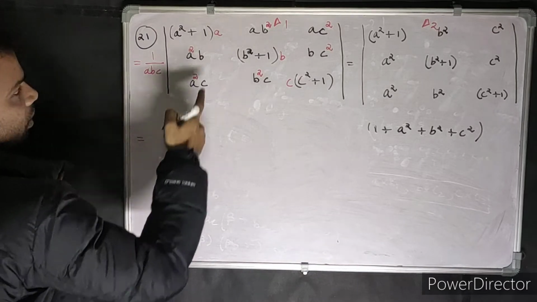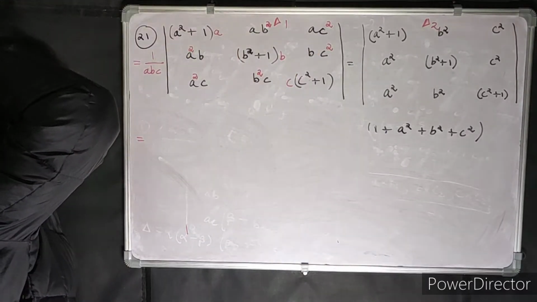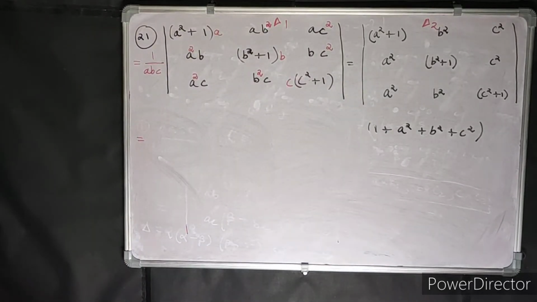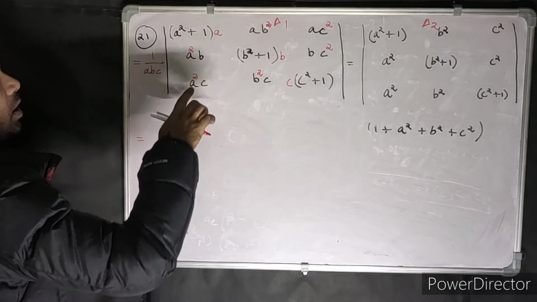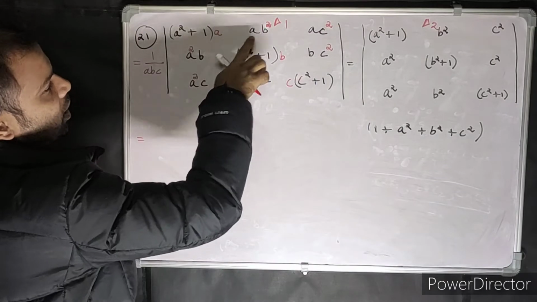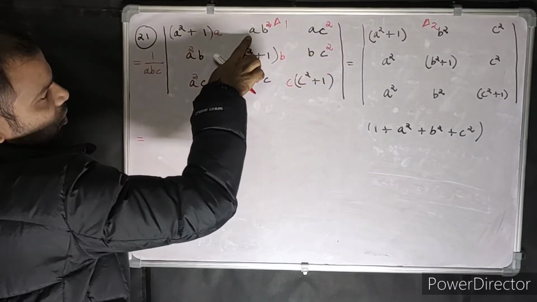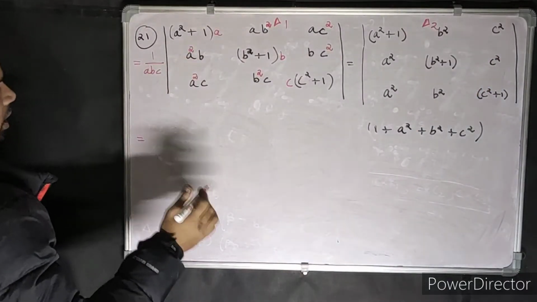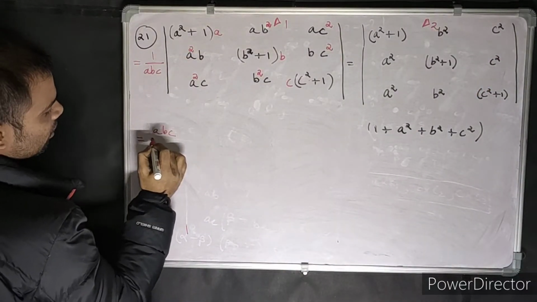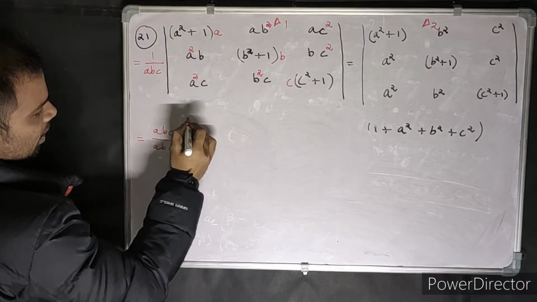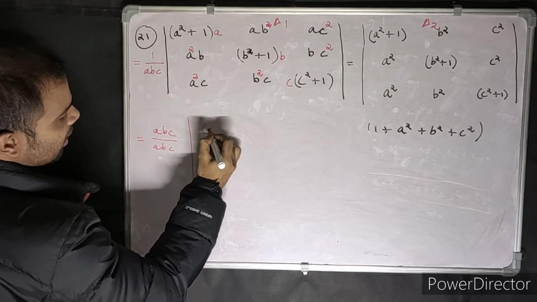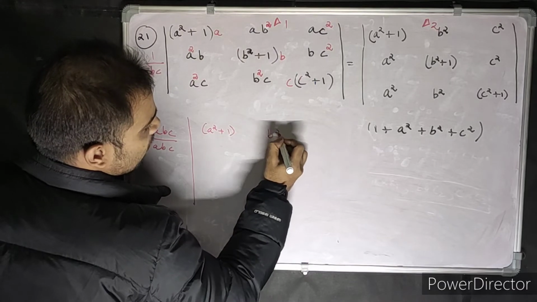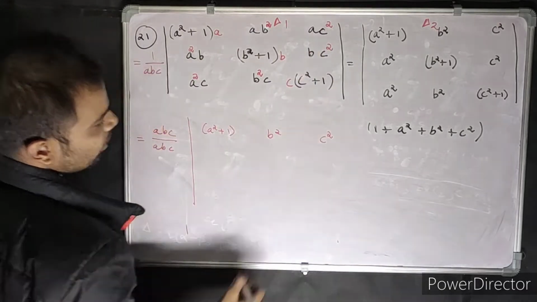Take out the a from the first row, b from the second row, c from the third row. Now you say, why sir? Look, if you take out the a from the first row, then you are left with a b square and c matching you. The a comes out, left with the b square. The a comes out, left with the c square. So take that out. So a, b, c. Over here you don't have to show anything. So now you are left with a square plus 1. Over here you are left with a b square. Over here you are left with a c square.